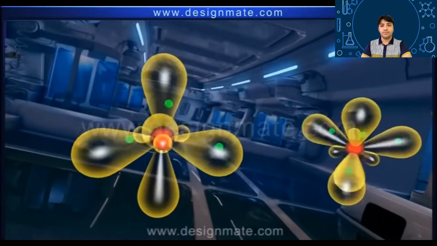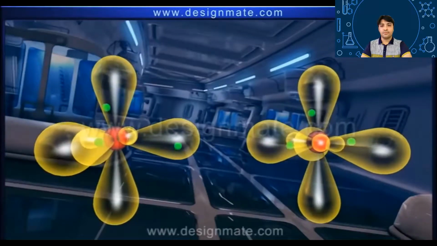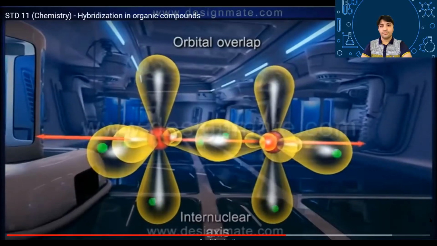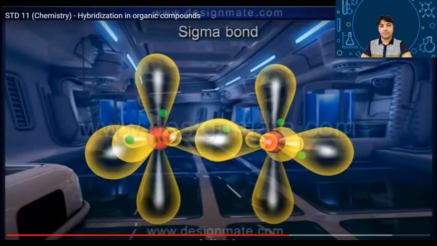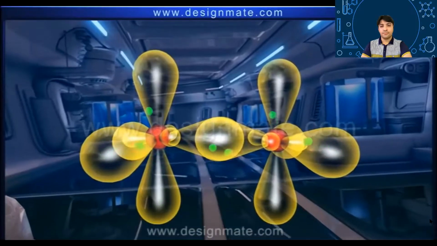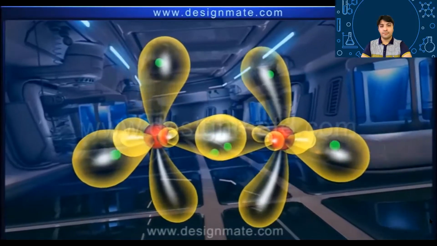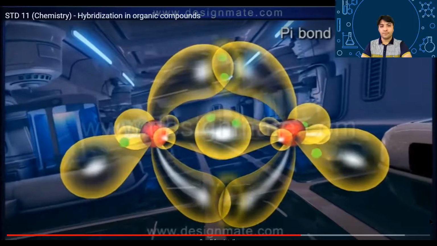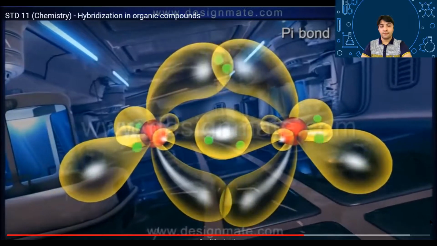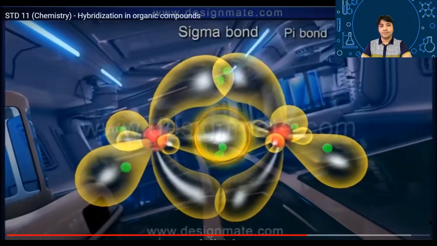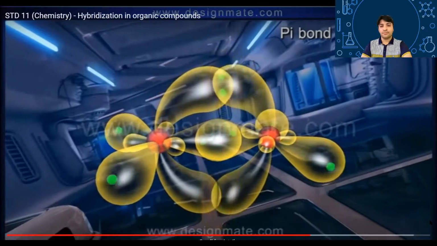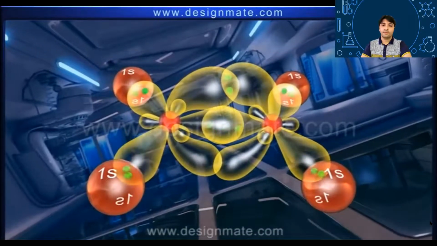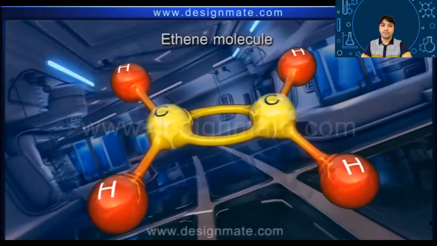Now, let us understand how this hybridized state results in the formation of a double bond. For this, imagine a similar sp2 hybridized carbon atom approaching this carbon atom. As these atoms come closer, an orbital overlap takes place along the internuclear axis. This bond is called a sigma bond. At this stage, the unhybridized p orbitals, which lie above and below the plane of the sigma bond, also come very close to each other and overlap laterally, resulting in the formation of a pi bond between the two carbon atoms. Thus, there exists one sigma and one pi bond between the two carbon atoms. The other two valencies of each of the carbon atoms are satisfied by four 1s orbitals of hydrogen, hence forming an ethene molecule.